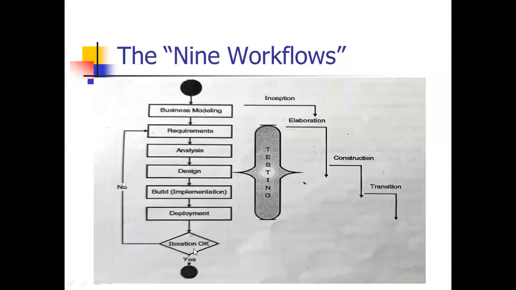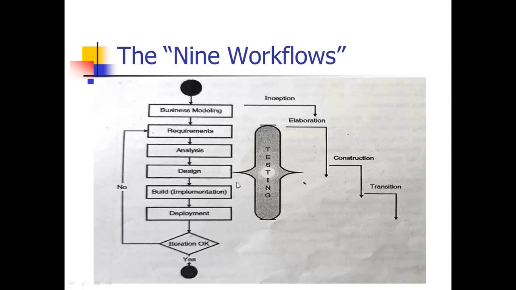Then at the last iteration, if that iteration is okay, then proceed and end that flow. Otherwise, if the iteration is not okay, then again start with the next iteration from the requirements. Okay, so this is the 9 workflows.